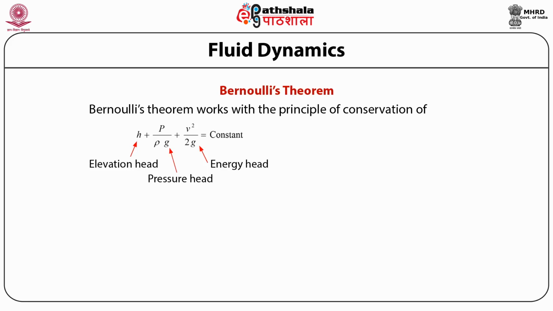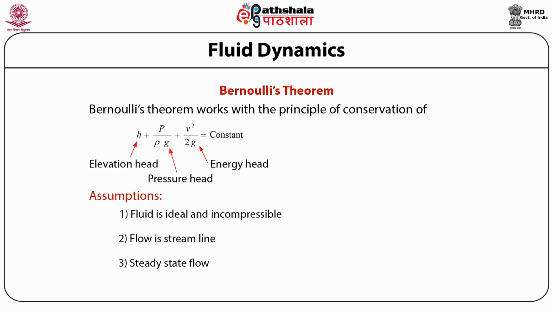To derive this equation, we need to assume that the fluid is ideal. That means viscosity is 0. The fluid must be incompressible in nature. A streamlined flow pattern has to be there with a steady state flow, and the flow should be in a laminar region. With these assumptions, now we will proceed like this.